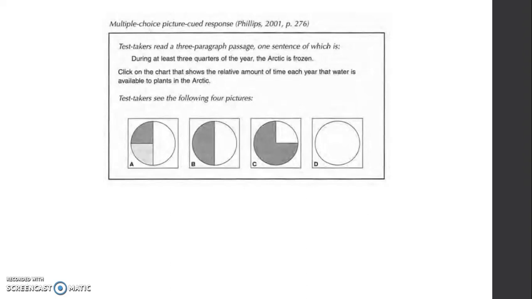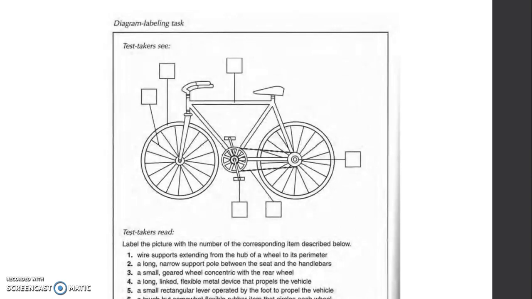Multiple choice picture cued responses. Here it says, during at least 3/4 of the year, the Arctic is frozen. And they have to choose the correct picture that represents that. Labeling, this is still selective, but there's more language and vocabulary involved than in the perceptive tasks. Labeling the parts of the bicycle here with the picture.